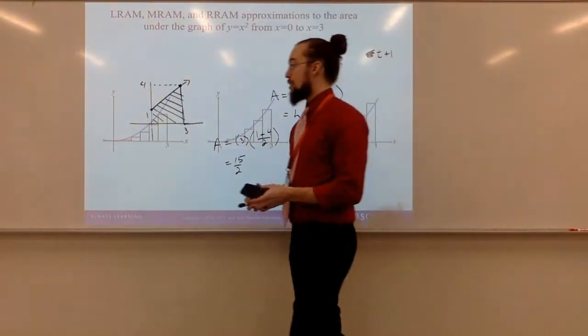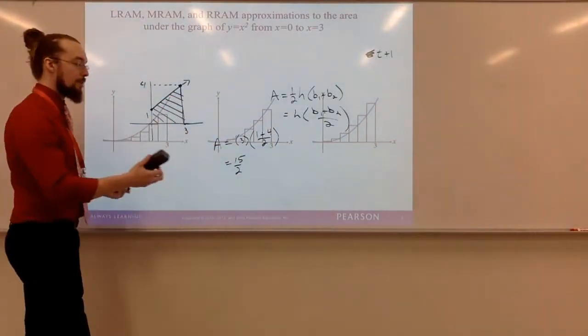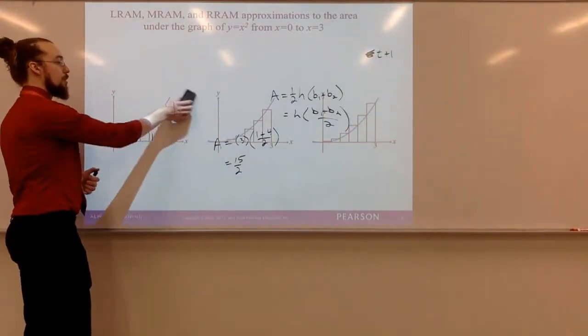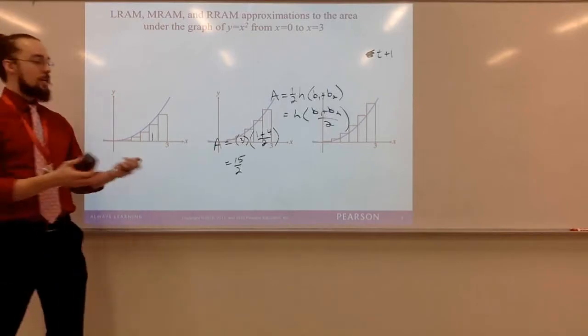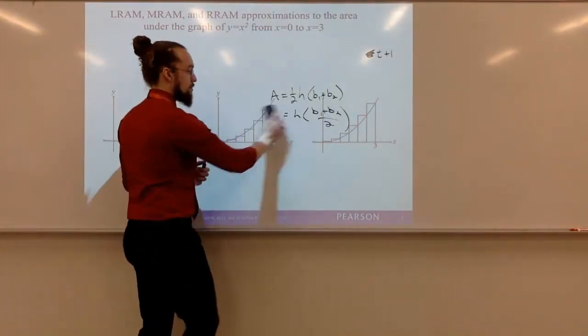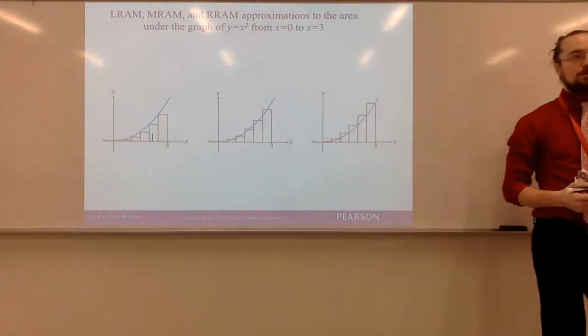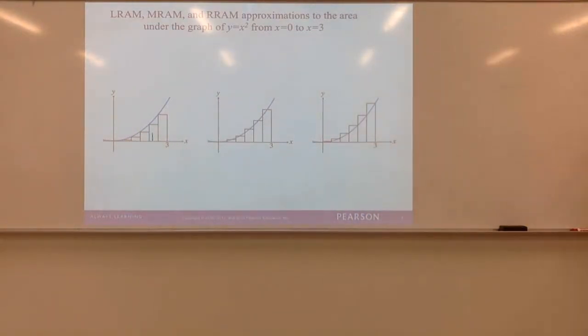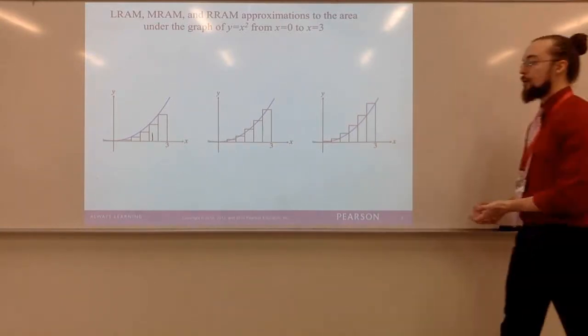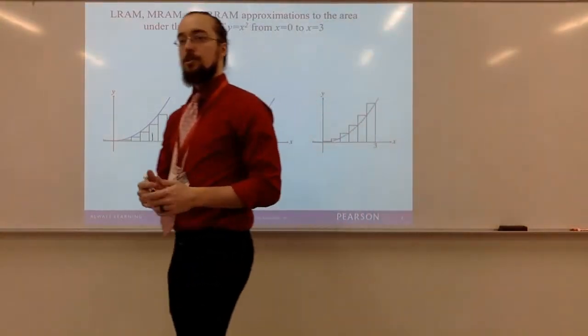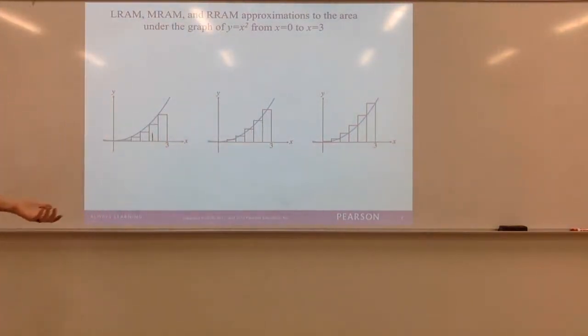The functions we've looked at so far were pretty easy to find the areas of just using geometry. Right? We found areas of rectangles, areas of trapezoids. But what if we want to find areas under not so nice curves? Like x squared, for example. I can't just draw a triangle or a trapezoid underneath the x squared curve.